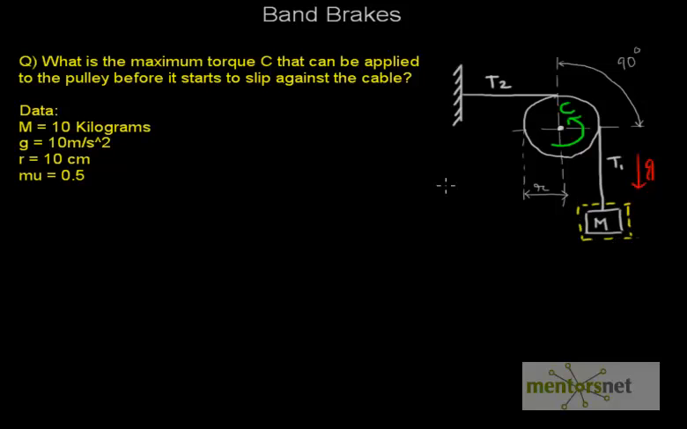and we can cut it out, and the FBD that we'll get is this mass M with two forces. There's a downward force of mg, there's an upward force of T1. So without even knowing anything about band brakes, what we can tell is that T1 is equal to mg, which in our case is equal to 10 kilograms into 10 meter per second square, which is 100 Newton.